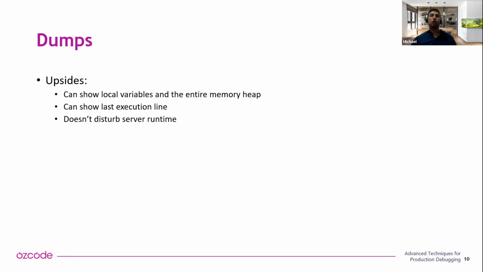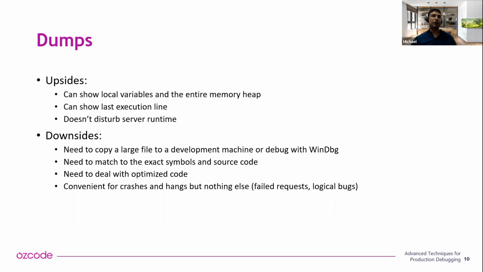Now it can show the source code and the last execution line, again, if you match symbols to source code and the code is not optimized, and it doesn't disturb the server runtime, which is a big one. The downsides: first, either you install Visual Studio on the production machine, which is probably not practical. You don't want to do that usually. Or you copy it to your development machine and open it with Visual Studio. Then you need to match symbols and source code and deal with optimized code. All of that is hard.